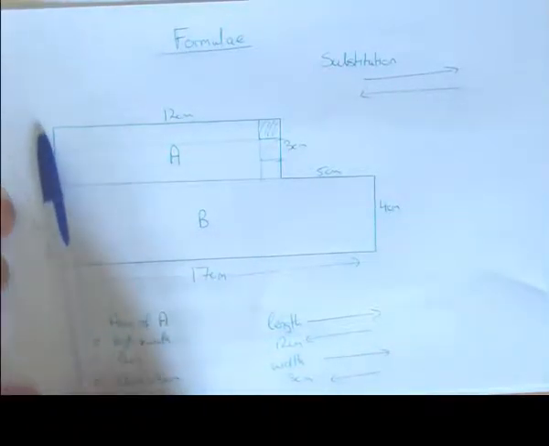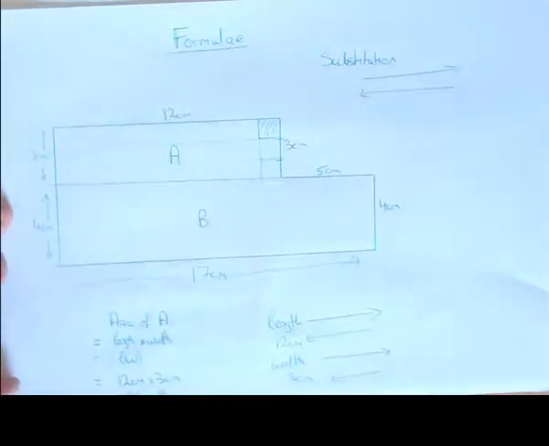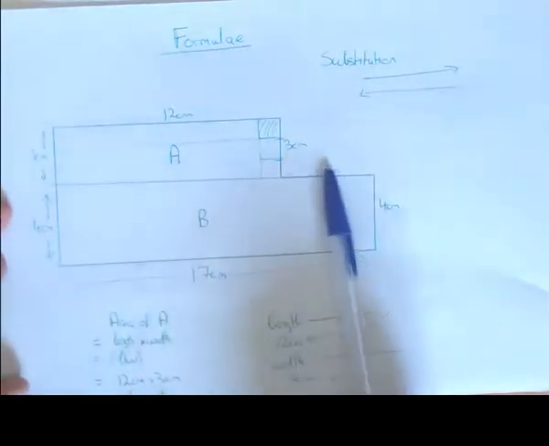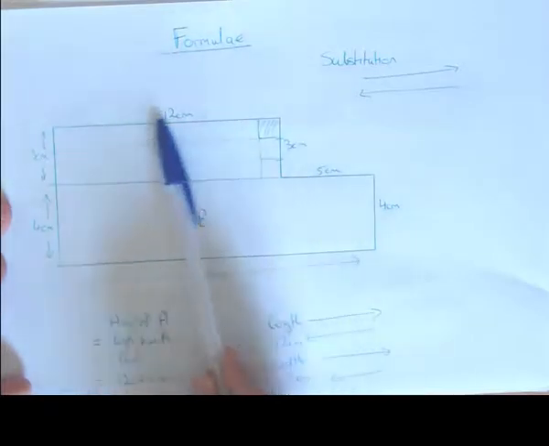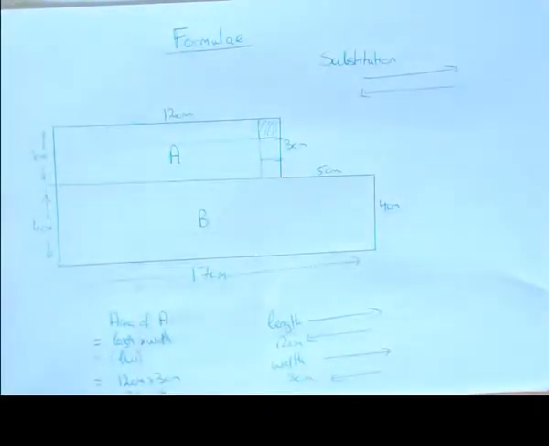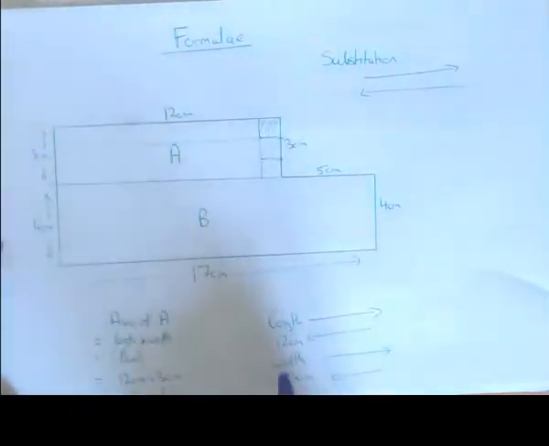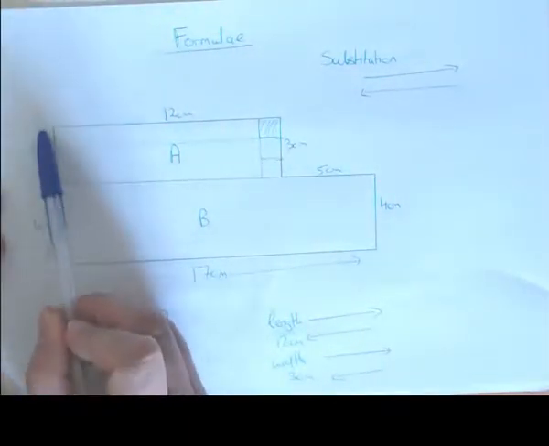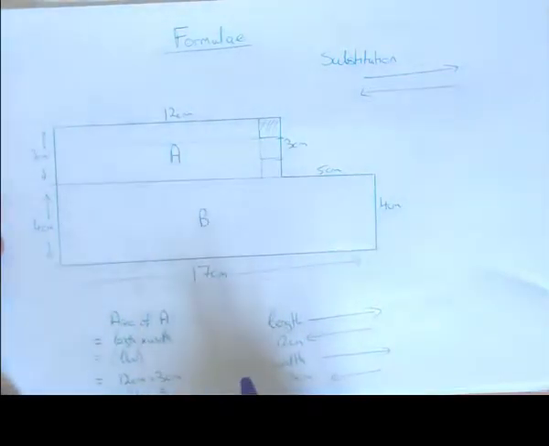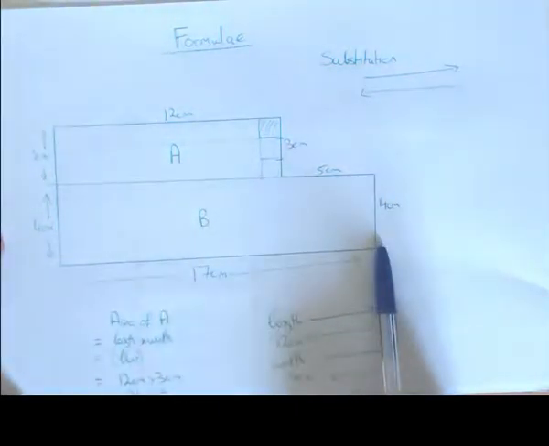So we're going to be looking at this shape here. We have this shape, but we don't have a formula for that shape. So what we do is we break it into two shapes. We break it into this rectangle and this rectangle, and we label them A and B. I didn't draw that particularly well, but we can see that's meant to be a rectangle. Its width is 3 centimeters and its length is 12 centimeters. And the width of this is 4 centimeters and its length is 17 centimeters.